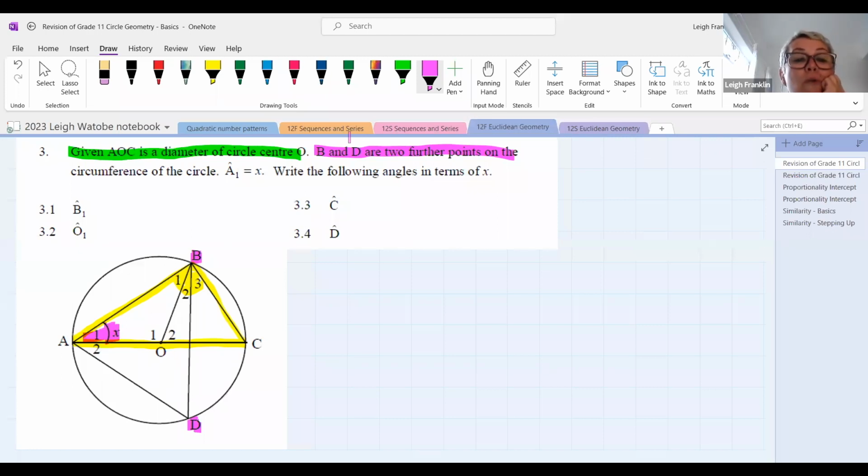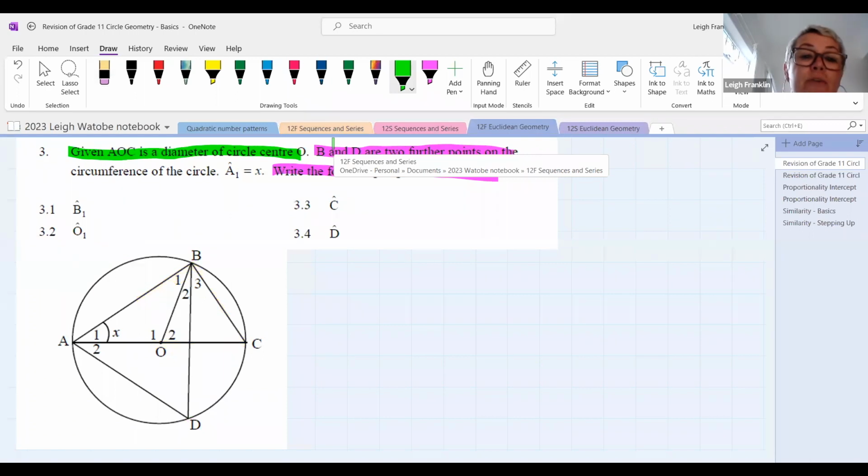All right, write the following in terms of X. So here we have the same idea where we have to write things in terms of X. That's it, Luan, that's it. Fahim, quite right. What else is going on in this diagram? Let me rub this off and let's have a look at what else we can see here. What other kinds of angles are present?